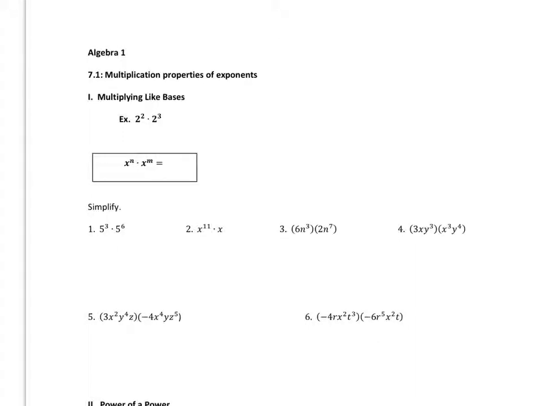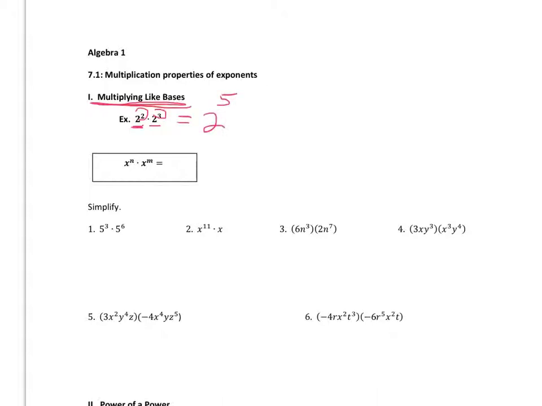Okay, for this video, we're just going to go over the very first rule right here, which is multiplying like bases. We're pretty much going to follow this rule, and we're going to do the first 6. And here's kind of the main thing. If we have the same base, here the base is 2, here the base is 2, what we wind up doing is we just add the exponents here of 2 and 3. So this is going to equal 2 to the 5th.